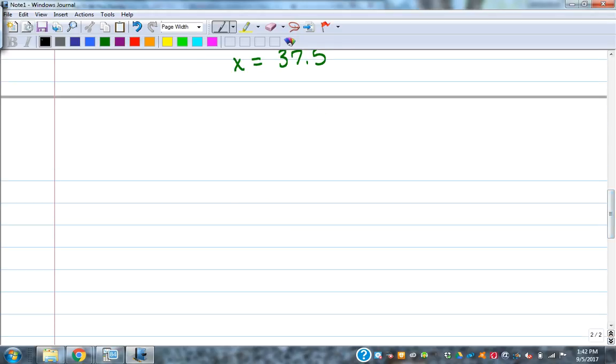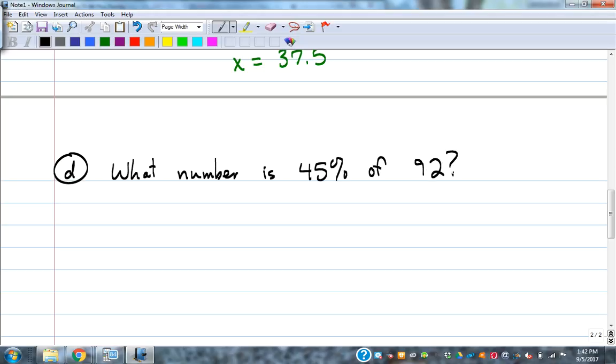All right, so what number is 45% of 92? Equals, yeah, 45 over 100. Good job. What number is, we're looking for the is, we have the of, and a percentage. So we know 2 out of the 3. So we just set them up that way.